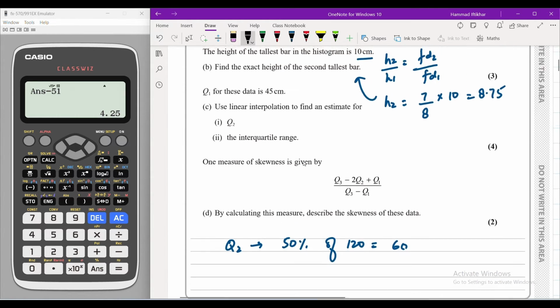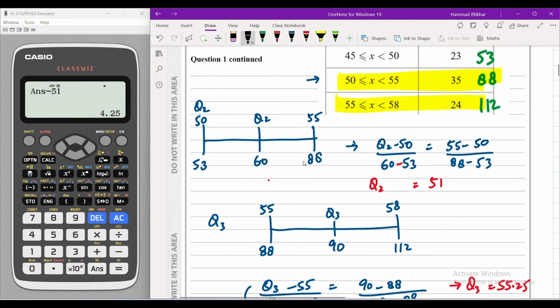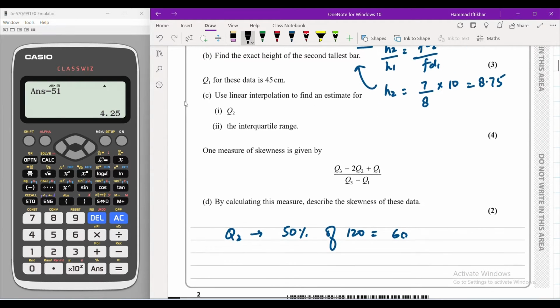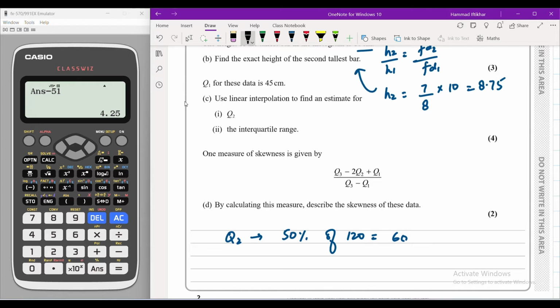Okay, all right. So this was part C. One measure of skewness is given by (Q3 minus 2Q2 plus Q1) divided by (Q3 minus Q1). By calculating this measure, describe the skewness of the data.